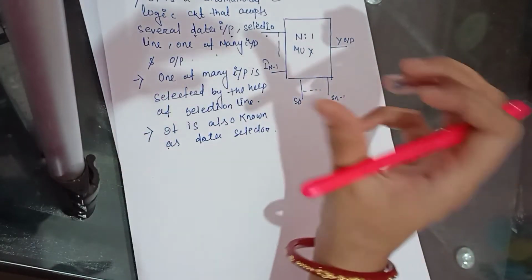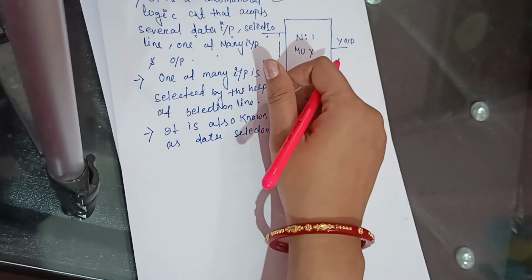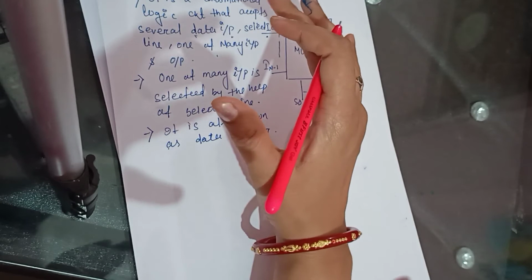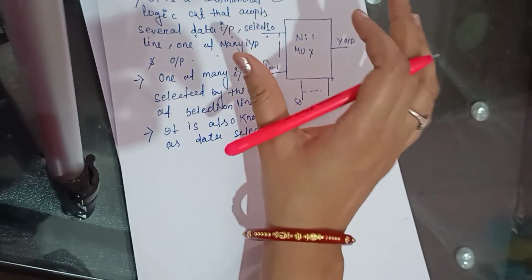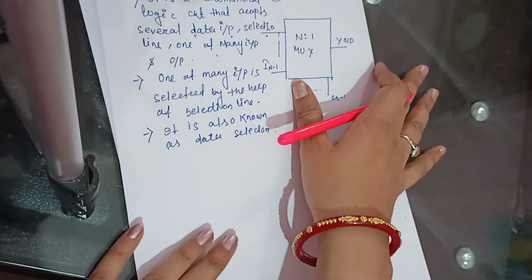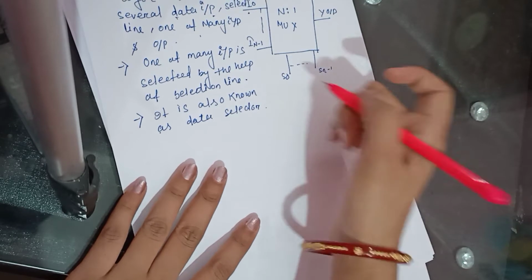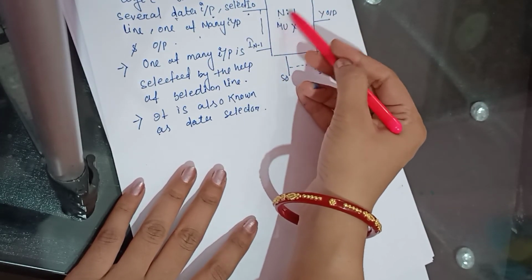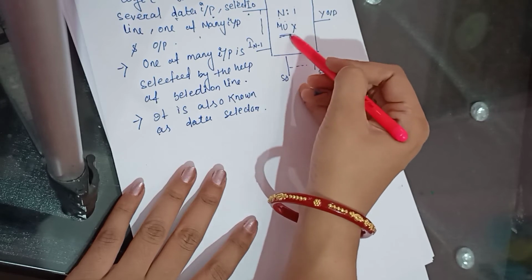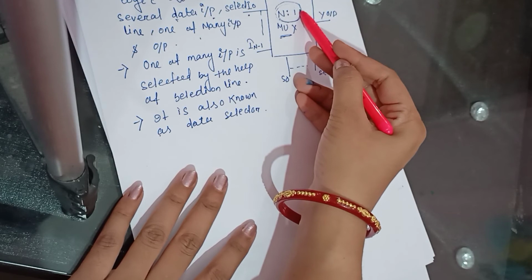Then one of the many inputs is selected with the help of selection inputs. That selection line is also known as the data selector. And this is the logic circuit of the multiplexer. Here it is an n to 1 mux. A mux is always denoted as n to 1.